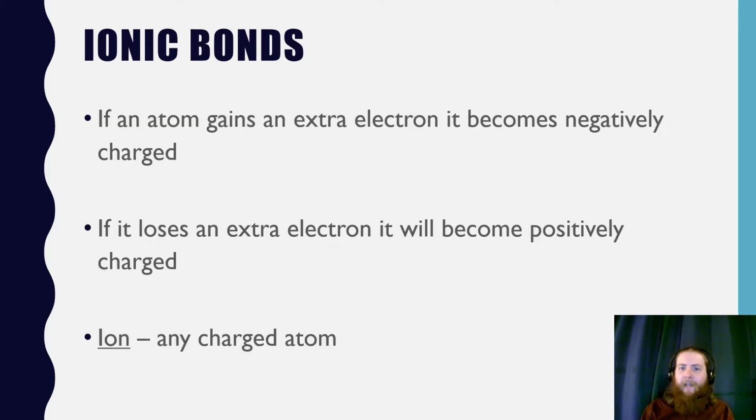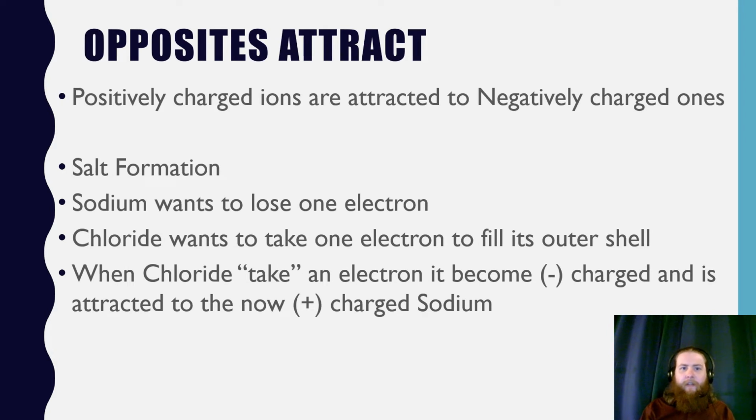Ionic bonds: if an atom gains an extra electron, the electron being a negatively charged particle, the atom itself becomes negatively charged. If it loses an electron, it loses a negative charge, and it becomes positively charged. Anytime we have a charged atom, we call it an ion. Opposites attract. The positively charged ions, the ones that have lost an electron, and the negatively charged ones, the ones that have gained electrons, are attracted to each other. This is how we form salt.